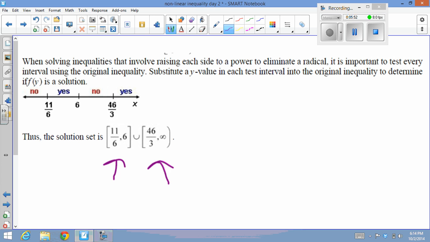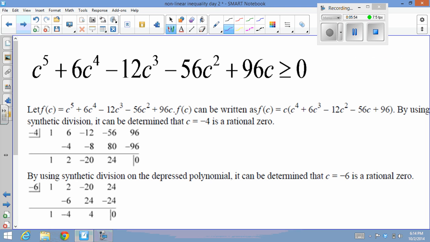So here's another situation where I'm given a really long problem this time, and I'm going to have to solve it. So in order to solve it, I need to find the zeros. So I would think that the easiest thing to do first would be to take out the greatest common factor, which is c. So now I only have to find 4 other roots.